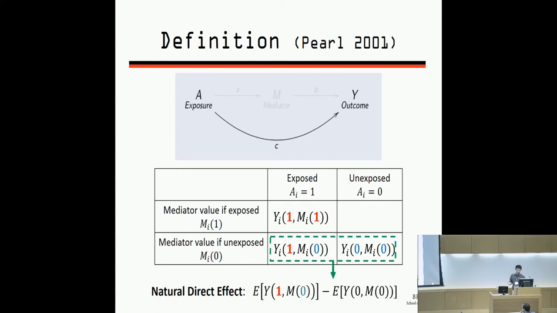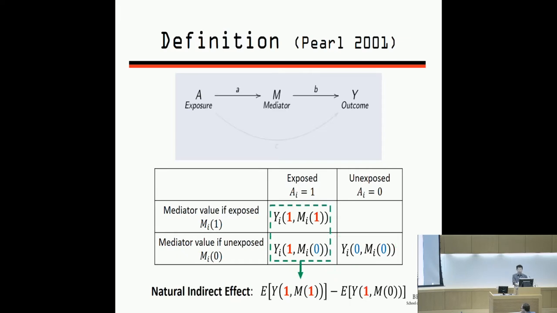And this is the direct effect. This is relatively easier to think about. Suppose we fix the mediator at the level if everyone did not receive the treatment and just change the exposure from control to treatment. And this is the contrast. This is the natural direct effect. So this effect is basically the central piece of the causal mediation analysis.